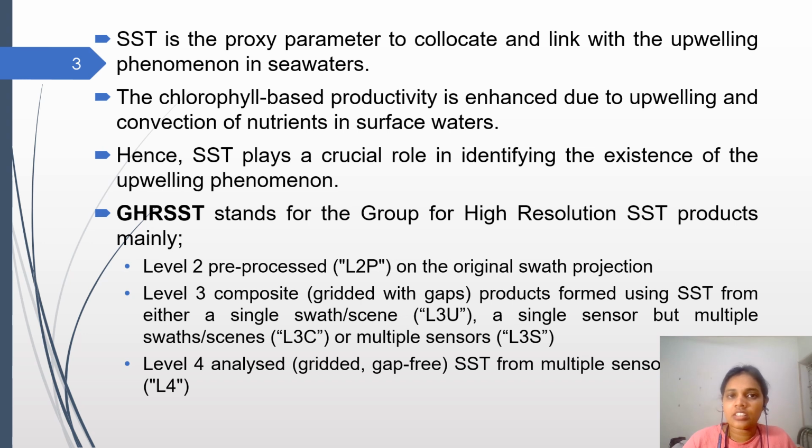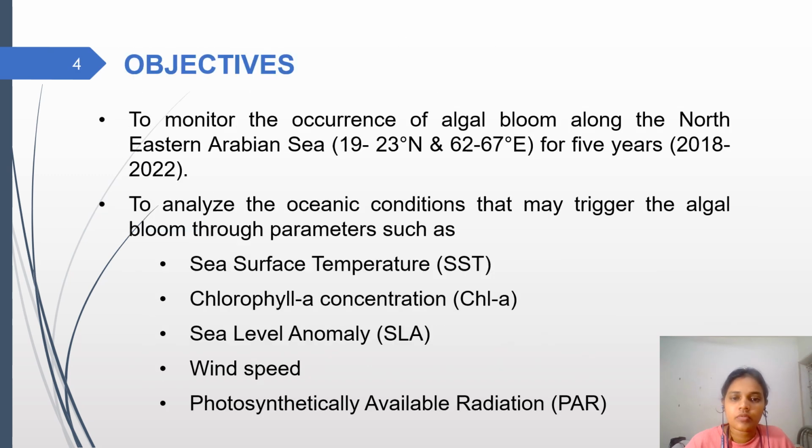But mostly in datasets like MODIS and MODIS SST, there has been missing data, missing pixels or sampling gaps. So in order to cover all these, the best option is GHRSST data. There are different levels of GHRSST data, out of which we use Level 4 gridded and gap-free SST data. These were the main objectives of our study.